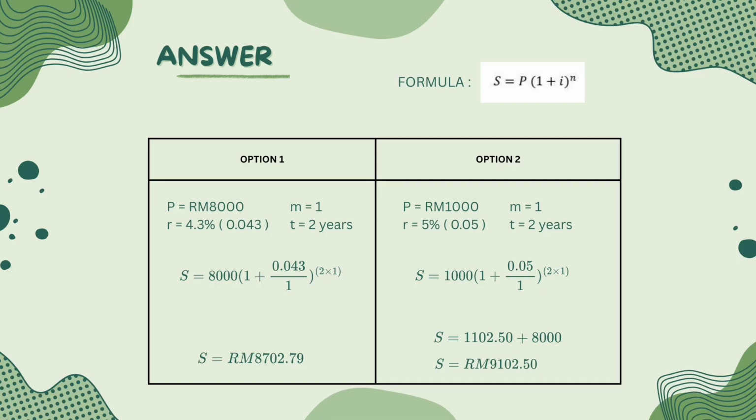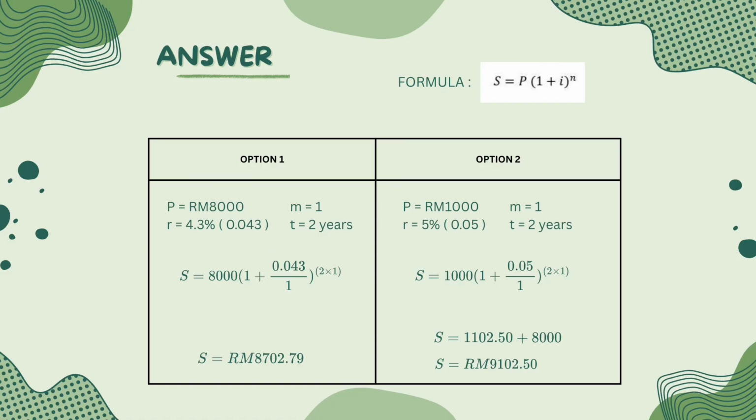Next, M, which is the number of compounding periods, is 1 time per year. T, which is the term of the note, is 2 years. So the calculation will be S equals 8,000 multiplied by (1 plus 0.043 divided by 1) exponent 2. And at the end, we will get S equal to RM 8,702 and 79 cents.